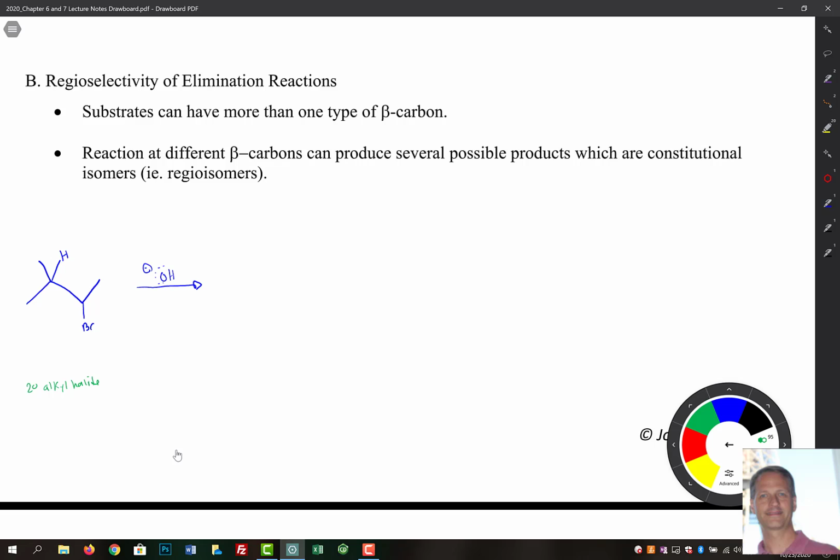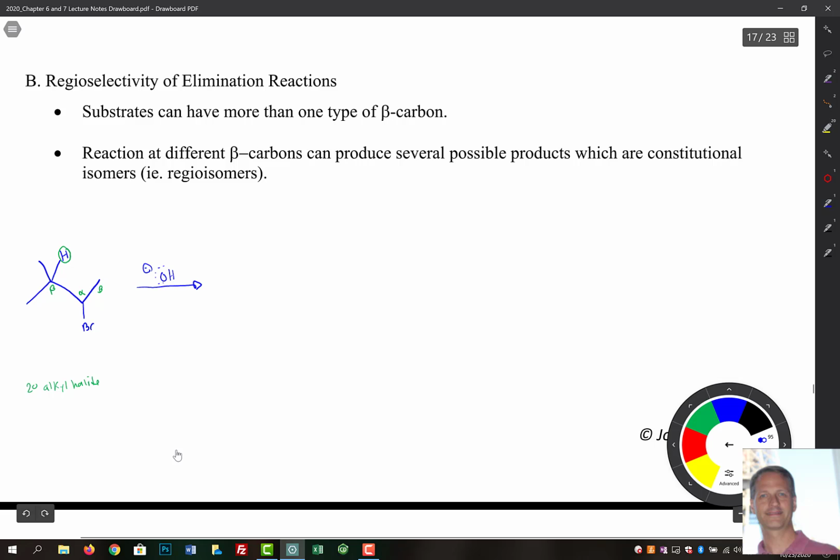So here's how we handle this. What we do is we recognize that is the alpha position. And then we said beta to this, if there's an H there, it has the potential for being lost. So we have a beta position here. That H could be lost. And then at this end, we have a beta position too.